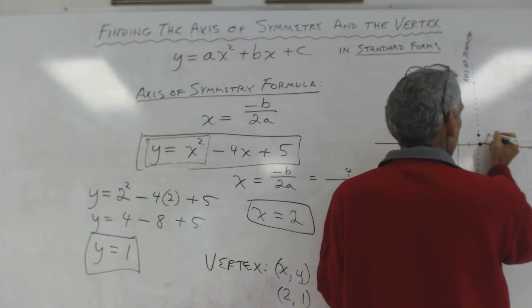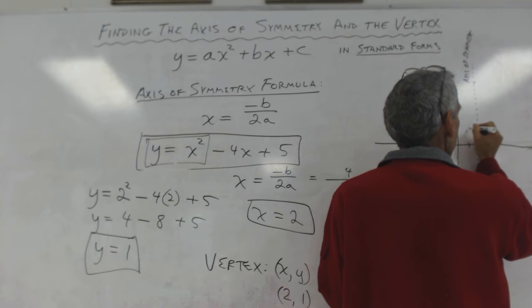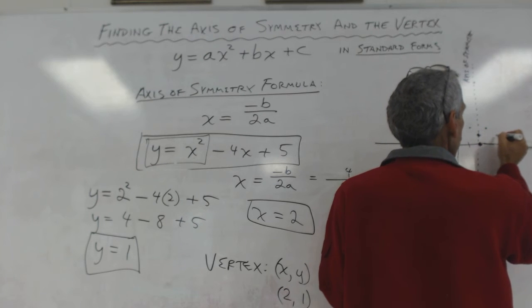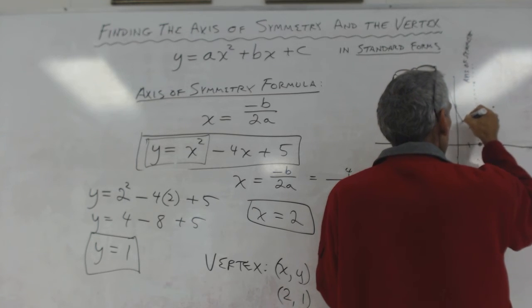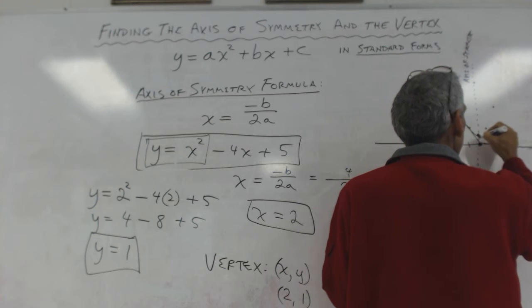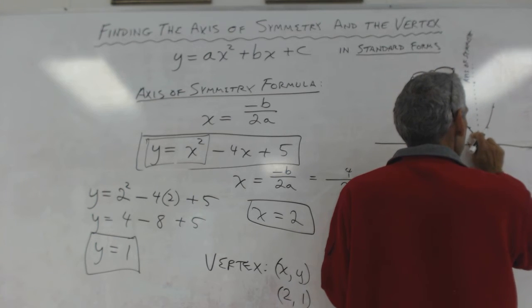Sorry, I did it. Sorry. Over 1, up 1. Thank you for catching that. Over 1, up 1. Over 2, up 4. Somewhere around there. Over 2, up 4. So it's around there, right? Keep going to these other dots.